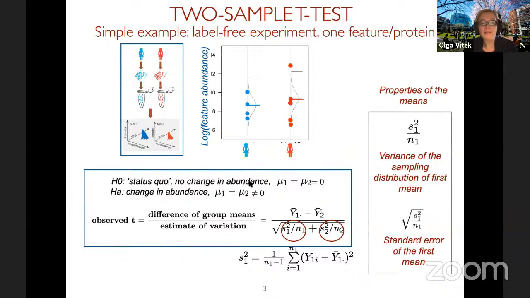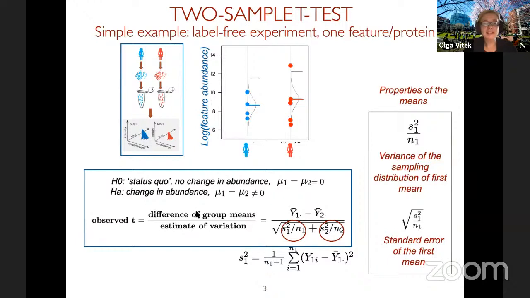And so our null hypothesis will be that at the population level, so these Greek letters represent the mean of this protein in the entire population of healthy, versus the mean of the entire population of disease, is actually unchanged. And the alternative would be that there is a difference between these population means. Now, we do not actually have the data on the full population. We only have data on the subjects in our study.